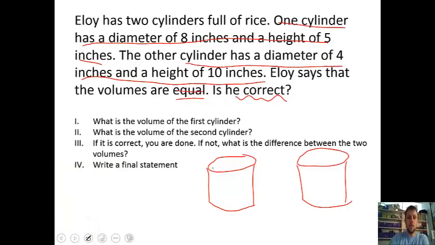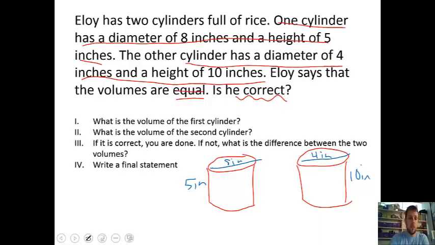It says a diameter of 8 inches. And diameter is one-dimensional, so I just need to draw one line, and a height of 5 inches. And then this one is a diameter of 4 inches and a height of 10 inches. So I've labeled my pictures.